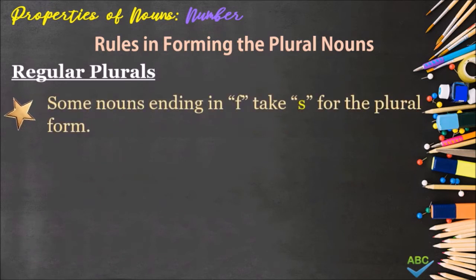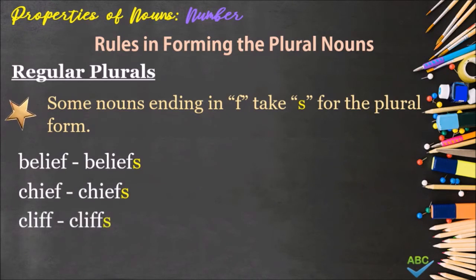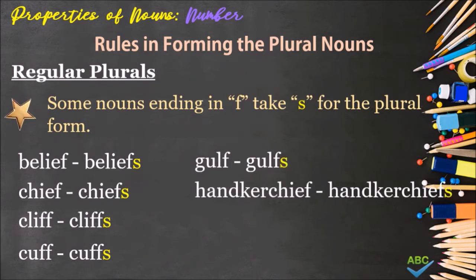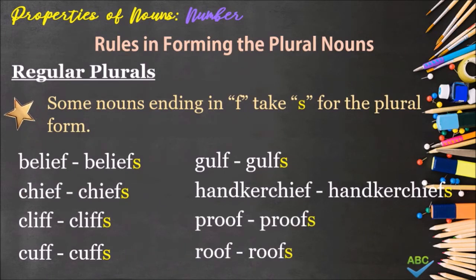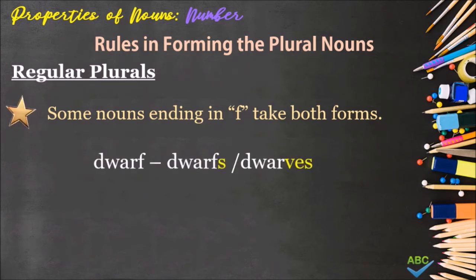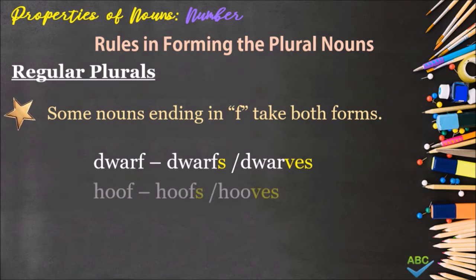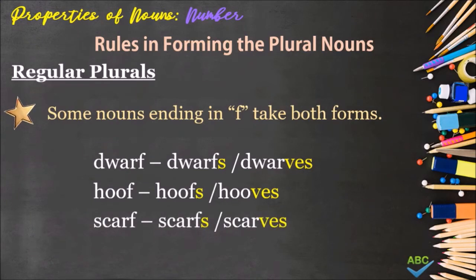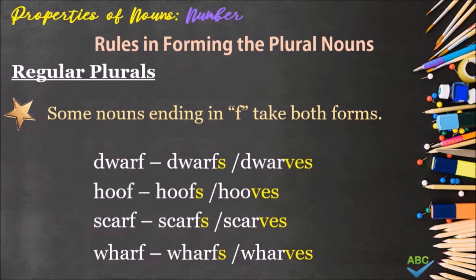Some nouns ending in F take S for the plural form. For example, belief, beliefs, chief, chiefs, cliff, cliffs, cuff, cuffs, gulf, gulfs, handkerchief, handkerchiefs, proof, proofs, roof, roofs. There are some nouns ending in F which take both forms. For example, dwarf, dwarfs, or dwarves, hoof, hoofs, or hooves, scarf, scarfs, or scarves, wharf, wharfs, or wharves.